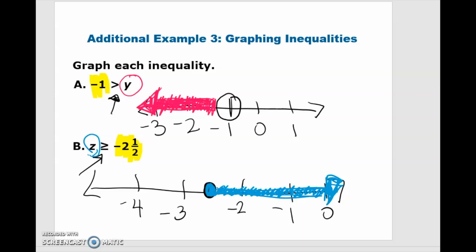So you're going to go ahead and practice learning about solutions of inequalities and graphing them and writing them and going from words to symbols.